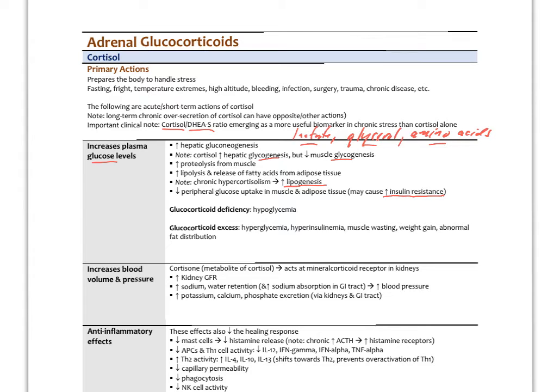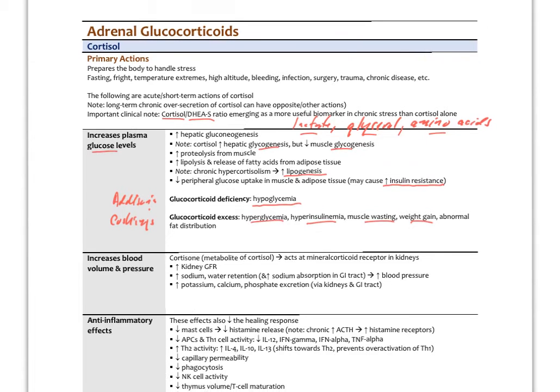In glucocorticoid deficiency, we're going to see hypoglycemia, and that's going to be a very important syndrome for true adrenal fatigue. For Addison's disease, it is severe, potentially fatal hypoglycemia. And in glucocorticoid excess, we're going to see hyperglycemia, hyperinsulinemia, muscle wasting, weight gain, abnormal fat distribution. Again, in the biomedical sense, this would be Addison's, and this would be Cushing's. So that's one thing on glucose levels.